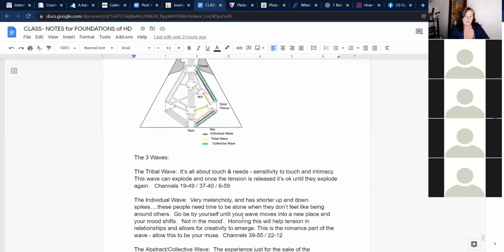So the individual wave is the purple. And the individual circuitry is very mutative, meaning that through this wave, if you have the 39/55 or the 12/22, you have to be by yourself when you're in this. It's a very melancholy wave, but it's a very creative wave. So the mutative process of this is something is trying to come through you and trying to mutate something, a shift, a change, a new awareness, a new perspective.